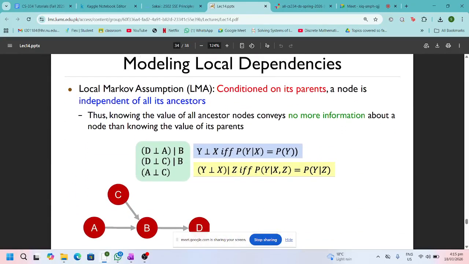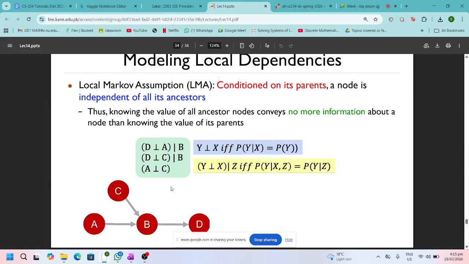We're gonna go over the local Markov assumption real quick. So the local Markov assumption tells you that when you condition on a parent, then a node is independent of all of its ancestors. So knowing the value of its ancestors is not gonna do you any good अगर आपको उसके immediate parent की value पता है. Knowing this is important because it helps you break down a distribution.